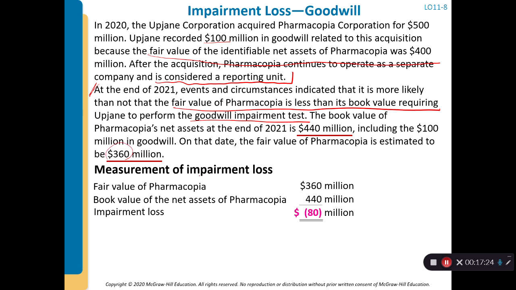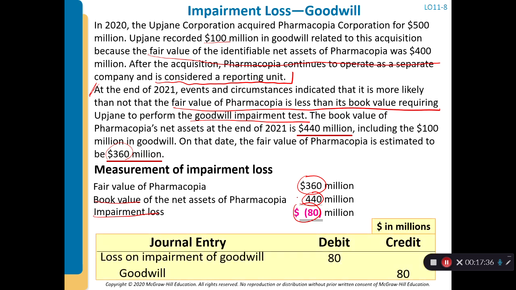Hence, the fair value of Pharmacopoeia is $360 million. The book value of the net assets of Pharmacopoeia is $440 million. Hence, the impairment loss here is $80 million, and this $80 million will be a goodwill write-down. What we do is debit loss on impairment of goodwill and credit goodwill.